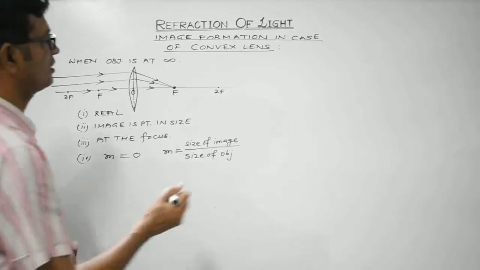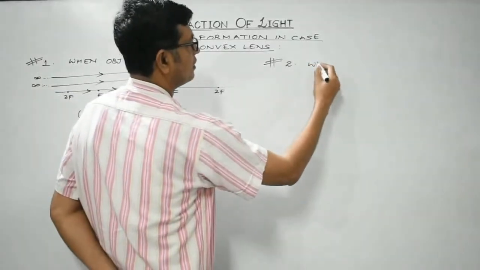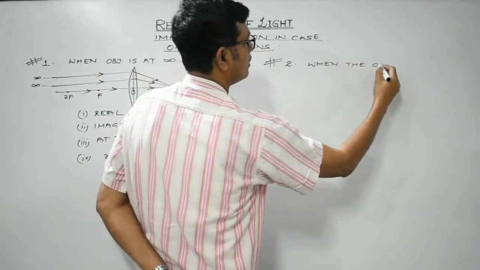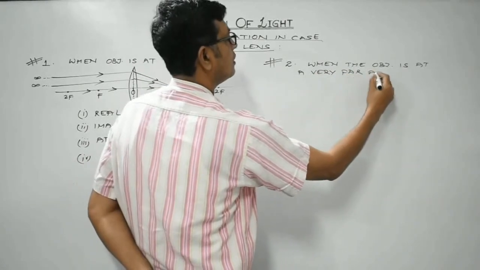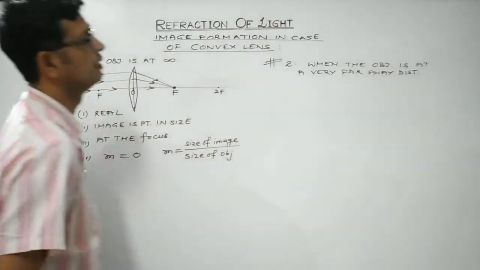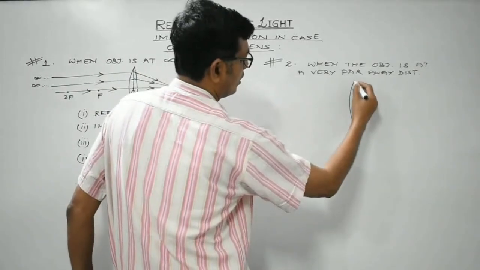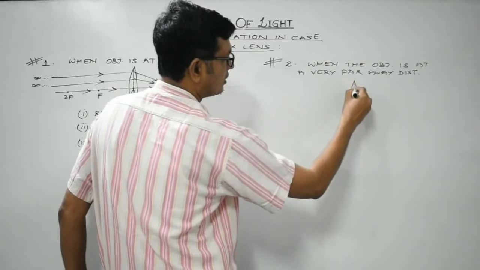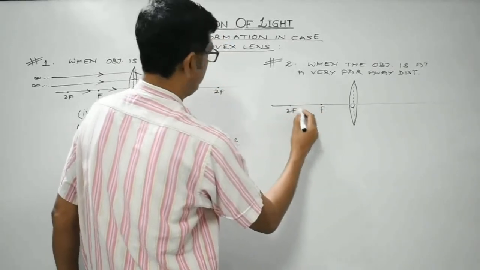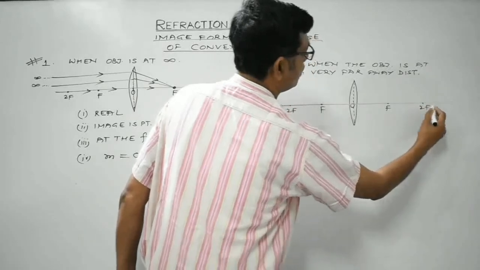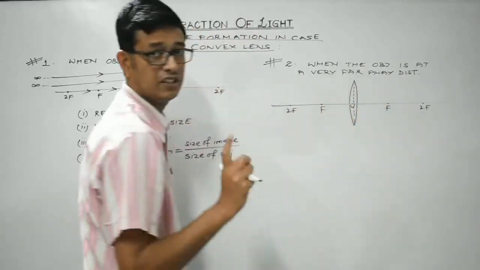Right? Now let's consider the second case. When the object is at a very far away distance, not at infinity, but at a very, very far away distance, right? So this is the convex lens, this is the optical center, this is the reference line, and this is the principal axis. This is f, this is 2f, this is f, this is 2f. Students, please take care while integrating f to f. All should be equidistant. Please ensure this, right?